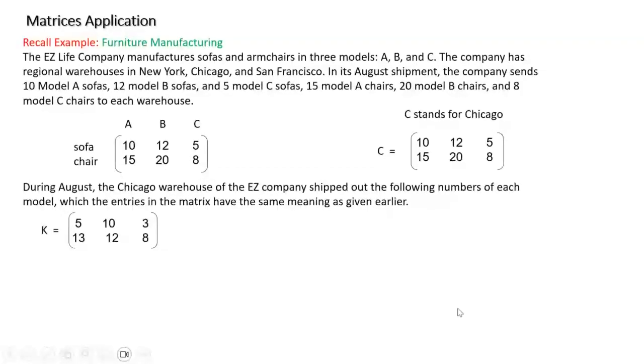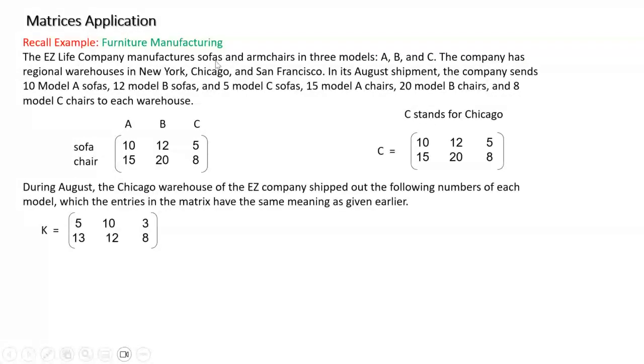Okay, now matrix applications. Again, recall from the first slide where we said furniture manufacturing. This was the info that we got from that slide, where all the model A, B, and C sofas and the model A, B chairs were in the matrix form. Now this is what's going to be added. Let me start from the beginning here.